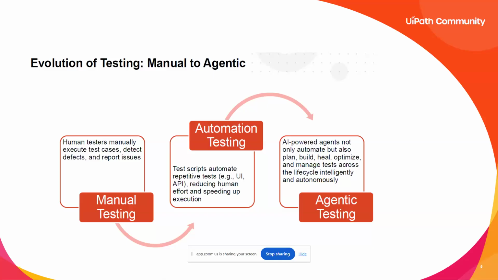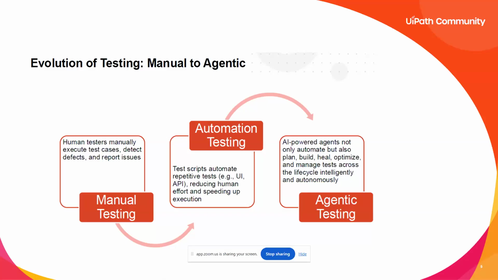And now I can say we are in a phase of adopting something called agentic testing, where you can think of it like an intelligent assistant. What these AI-powered agents can do is not only automate, they can also help you plan, build, heal, optimize, and manage tests across the lifecycle intelligently and autonomously. That is the major advantage we have in agentic testing.